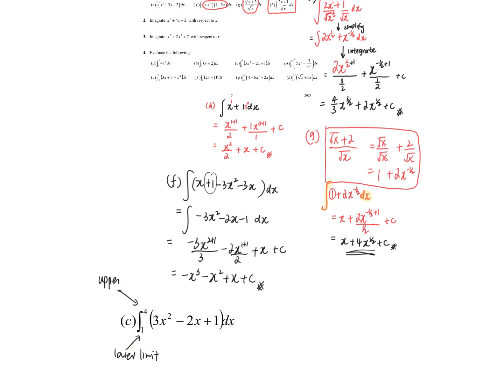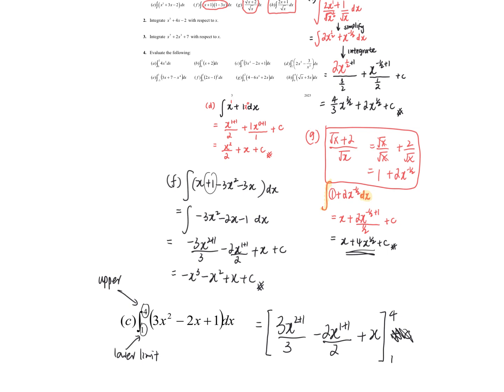So when you see this, you do as per normal first. Normal integration: you add 1 to the power and divide by the new power, and this one is just plus x. Normally you write a plus c, right? But when you see that you have boundary limits, you don't need to write the plus c. You need to do substitution.